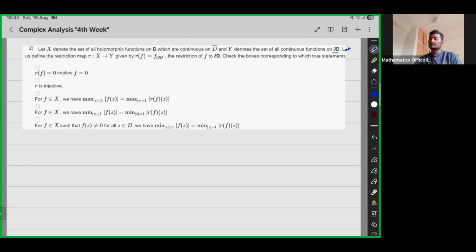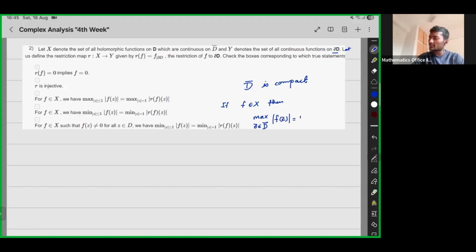So we are going to use that. What is that? When you have a holomorphic function, note that D bar is compact, so it is closed and bounded. So at least one thing is clear: if f belongs to X, then maximum, why am I writing maximum, not supremum? Because it is a closed set, and here we get the maximum inside the set. So we are writing maximum, the maximum over z belonging to D bar of modulus of f of z.